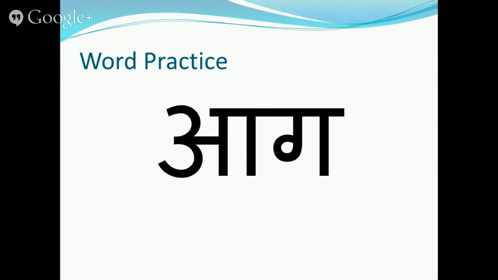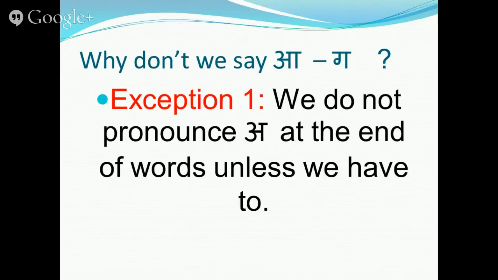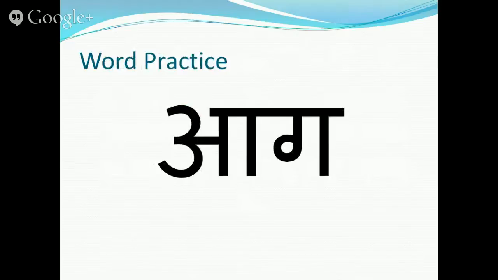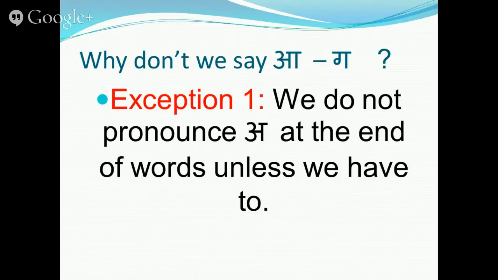Ag. Which brings us to an interesting point. So why didn't we say aga? Because that's what we learned. We learned that if there's nothing after a consonant, then the inherent vowel is there. So in this case, why did we say ag? We got rid of the vowel. Okay, so this is exception number one.